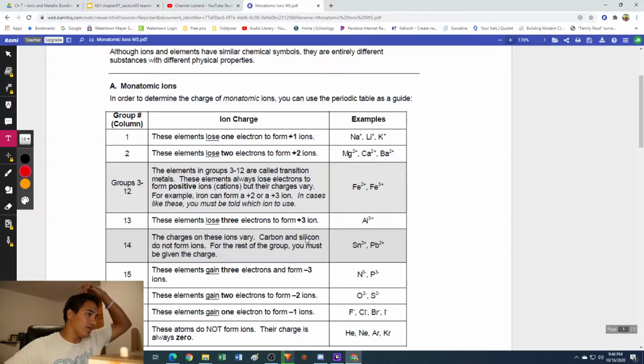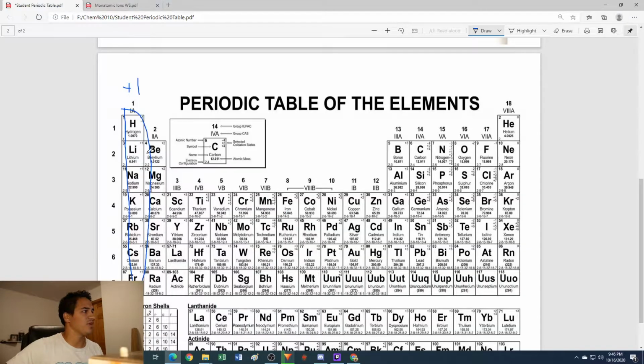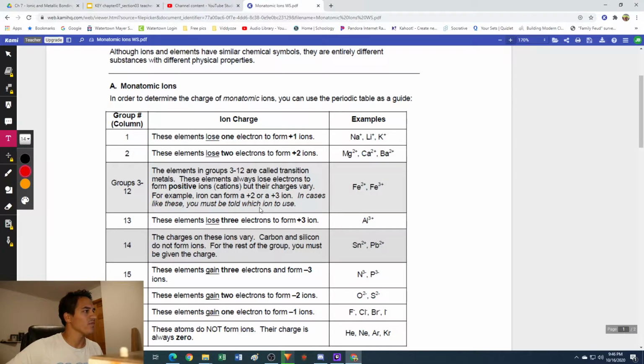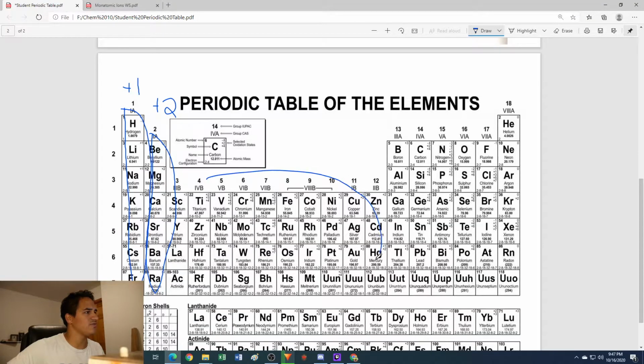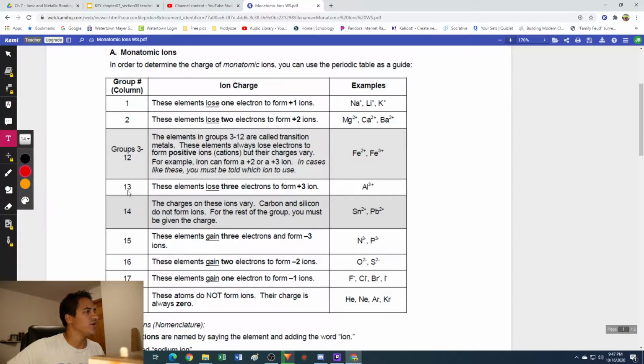It then says elements in group or column number 2 will lose 2 electrons to form +2 ions. So that means on the periodic table, all of these elements here in the second column will make +2 ions. All right, cool. So that seems pretty simple. It's talking about groups 3 through 12, which are all of the transition metals. So those are all of these ones, which we are not going to be worrying about in this chapter. So we are just going to ignore those for right now. So let's keep on looking at what it says.